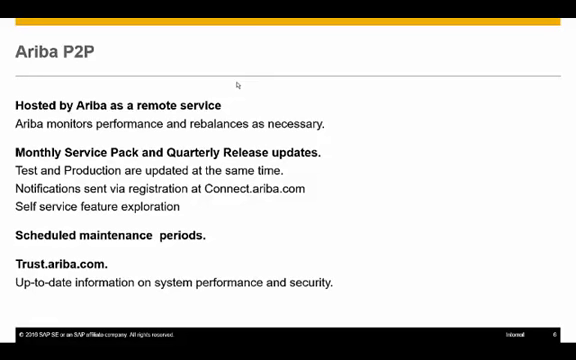We also have scheduled maintenance periods. We send out the notification very well in advance, and you would know when these maintenance periods are going to be performed. And it usually is early morning on the weekends, especially in the North America time zone. You also can get up-to-date information on system performance and security by going to trust.ariba.com.